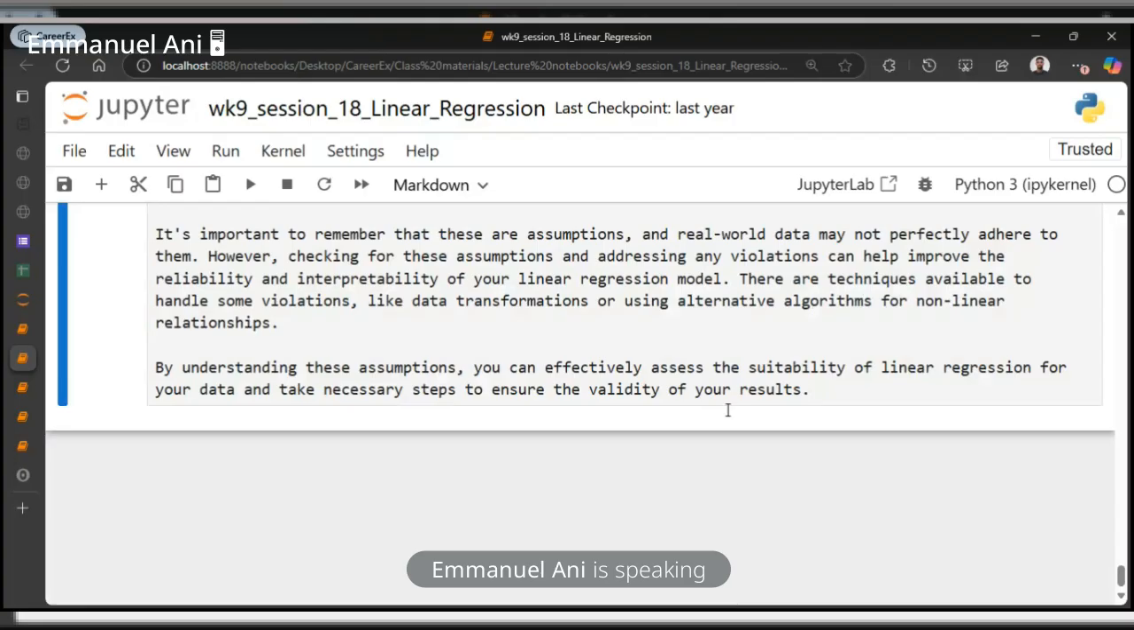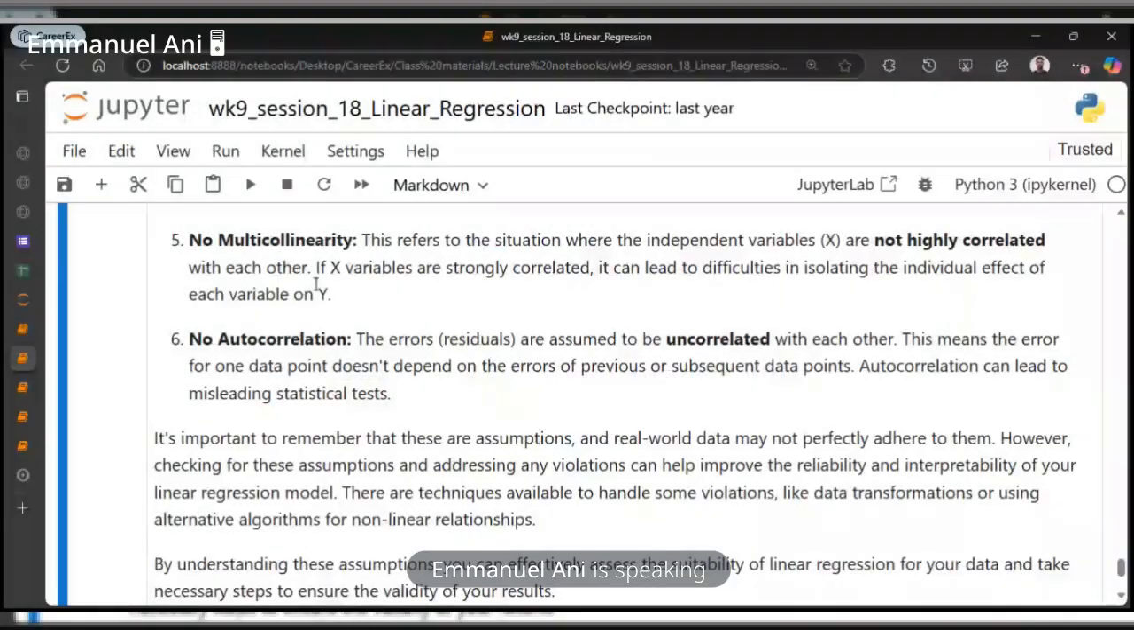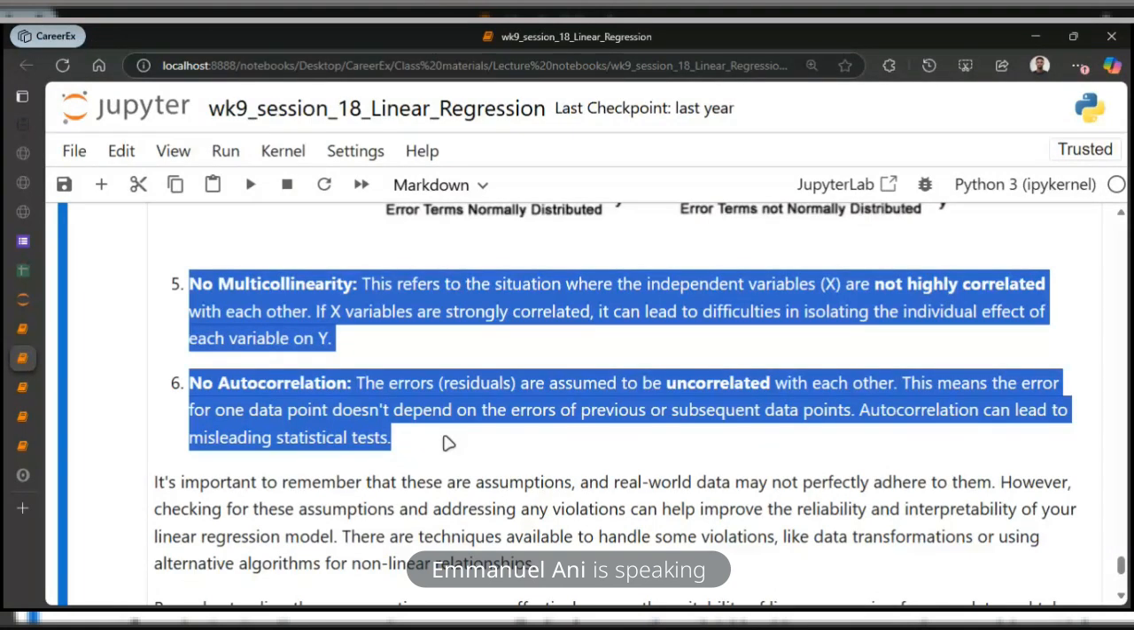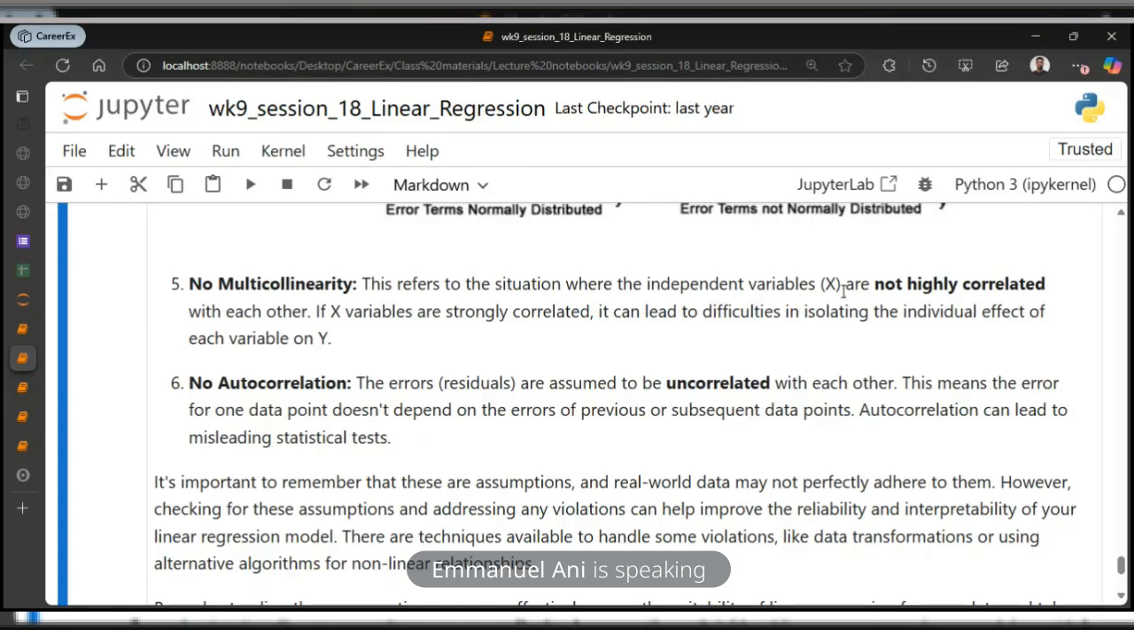And we also have two other ones here, right? So these ones are just extra. So we have no multicollinearity. This is where the independent variables are not highly correlated with each other. Another assumption, and this one is actually quite important, right?